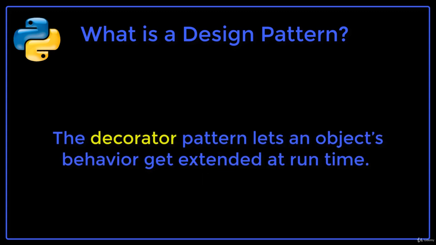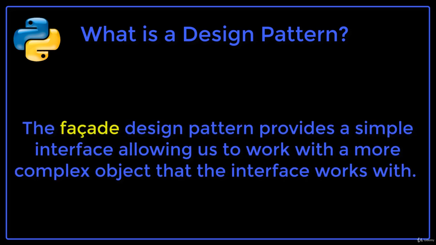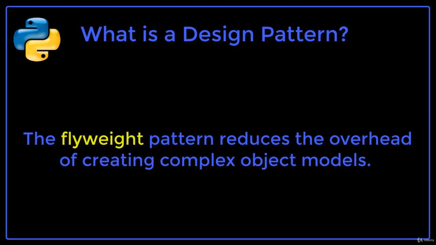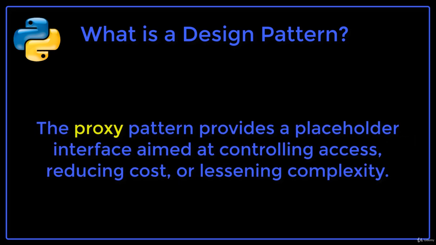The decorator pattern lets an object's behavior get extended at runtime. The facade design pattern provides a simple interface, allowing us to work with a more complex object that the interface works with. The flyweight pattern reduces the overhead of creating complex object models. The proxy pattern provides a placeholder interface aimed at controlling access, reducing cost, or lessening complexity.